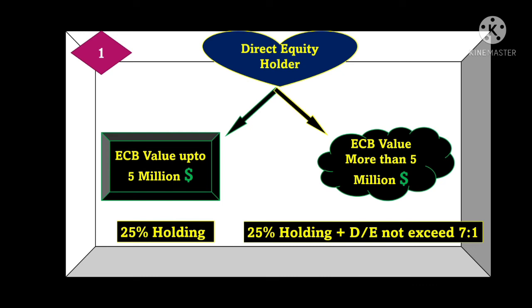7:1 means that the total of all ECB along with this proposed ECB should not exceed 7 times the holding by a foreign equity holder. Whatever the value of shares or ownership the foreign equity holder has, 7 times of that should not be exceeded, right? The value of the transaction of all ECB along with this current ECB should not exceed 7 times the value of the holding by a foreign equity holder. So you need to remember this, right?